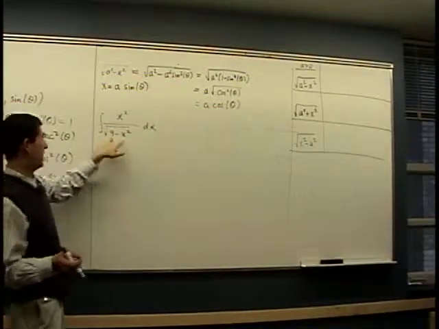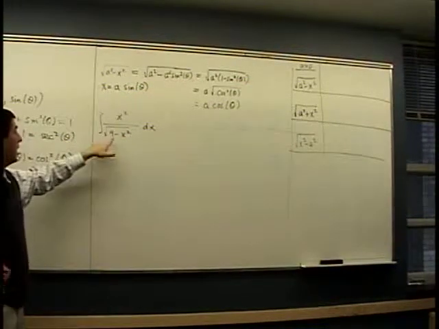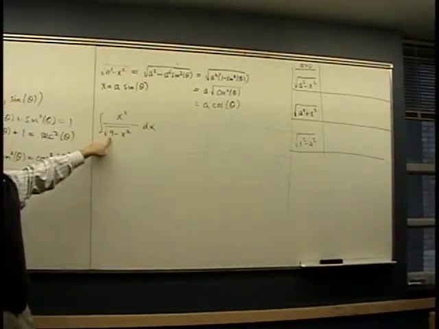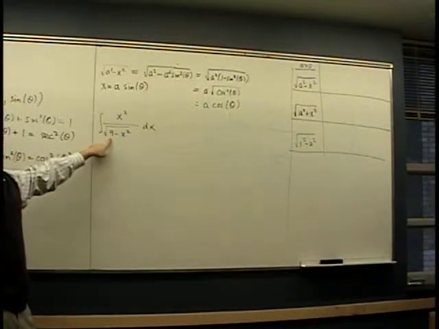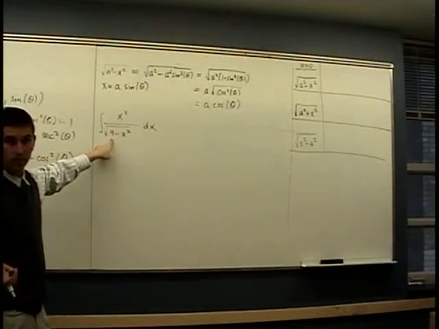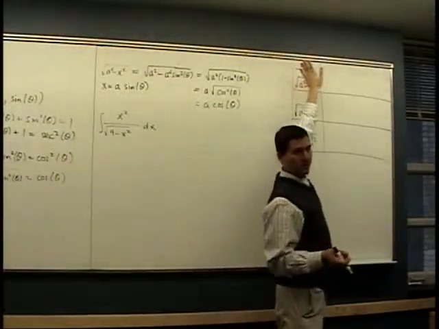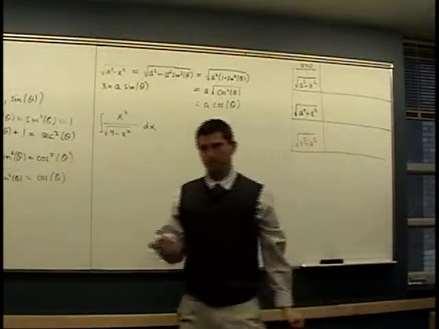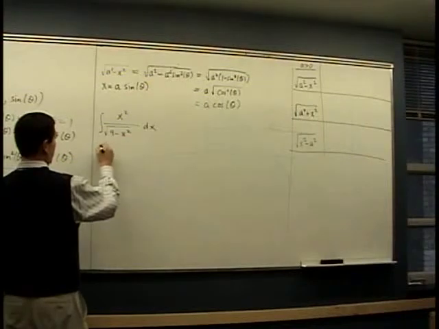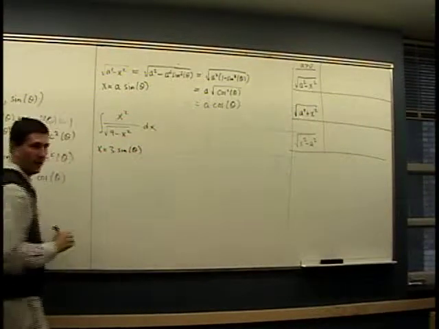What's a in this case? Well, a, right? A squared is 9, so a is 3, right? Why not minus 3? We always assume in our case that we make a be greater than 0. Okay? So we make the substitution. x equals 3 sine of theta.